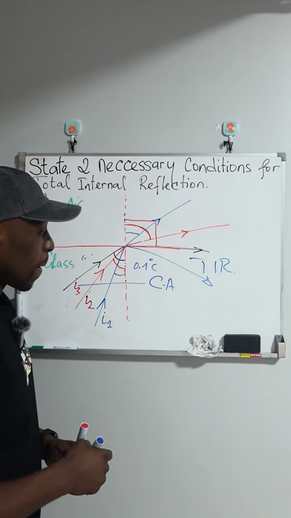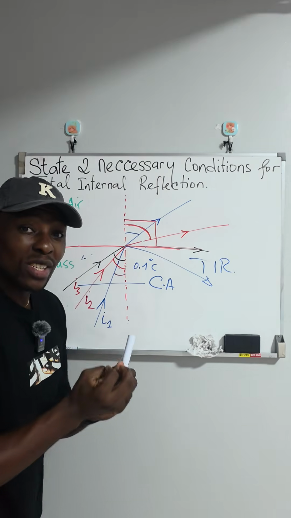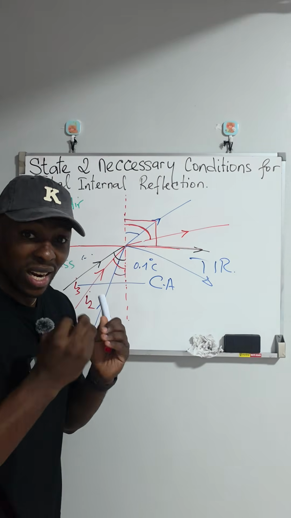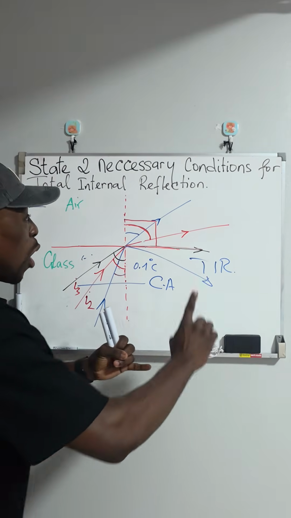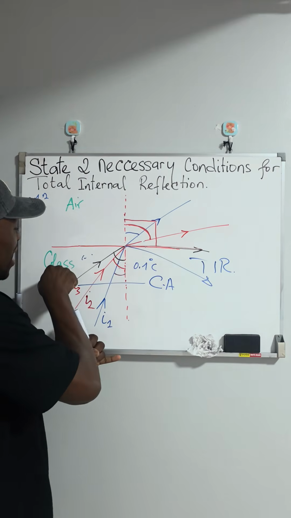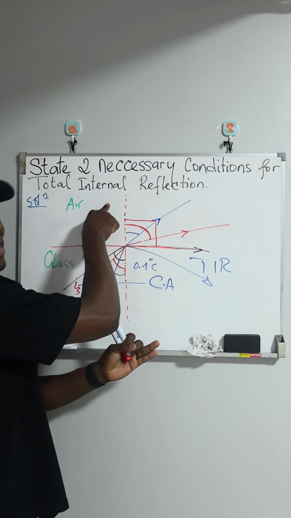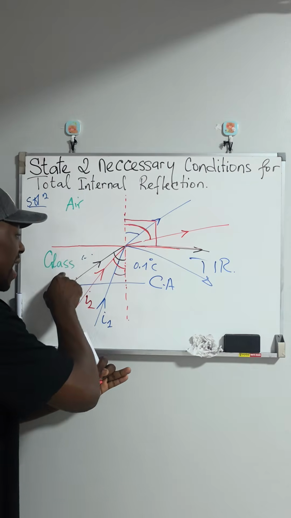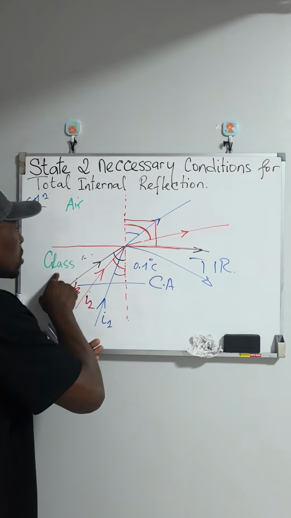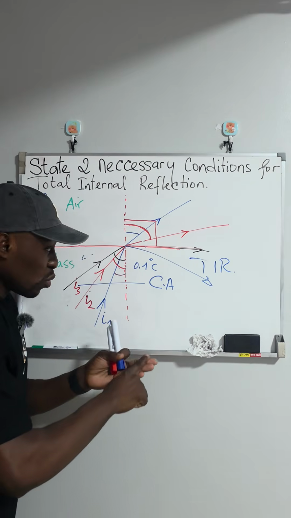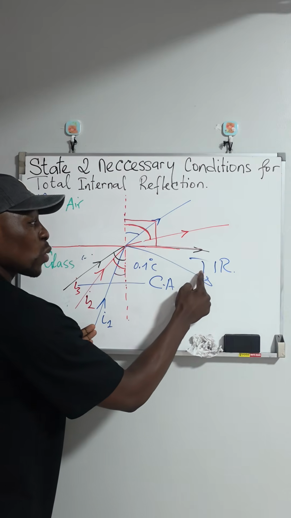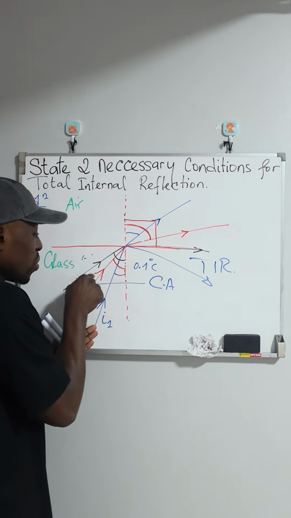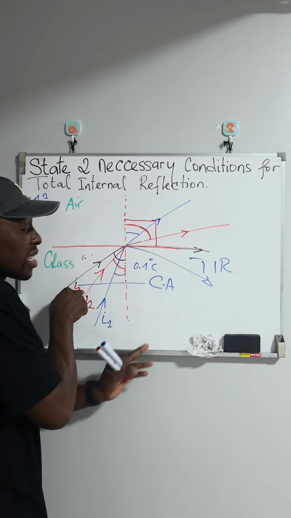Therefore, to wrap it all, the two sufficient conditions for us to experience total internal reflection are, number one, we must be dealing with light going from a denser medium to a less dense medium, for example, glass to air, water to air. Two, the angle of incidence must be greater than the critical angle.